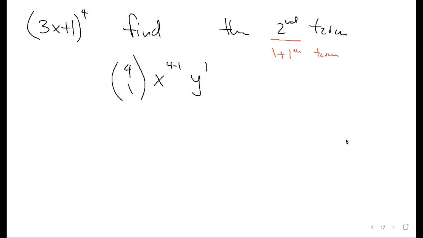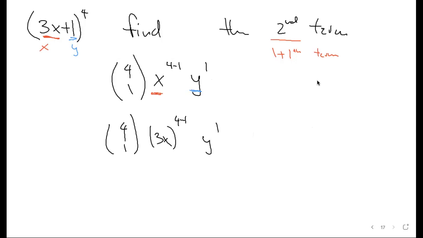Okay. What's my x here? My x is 3x. And my y is 1. So this is my x, and this is my y. So I'm going to plug that into here. This is 4 choose 1, 3x to the 4 minus 1, y to the 1.